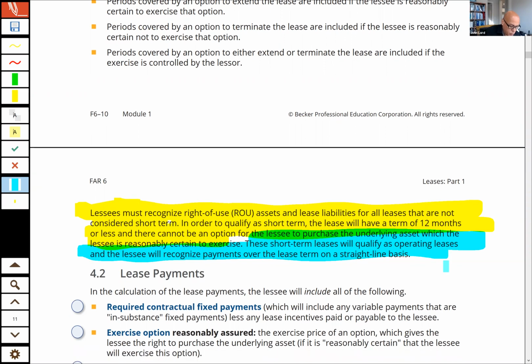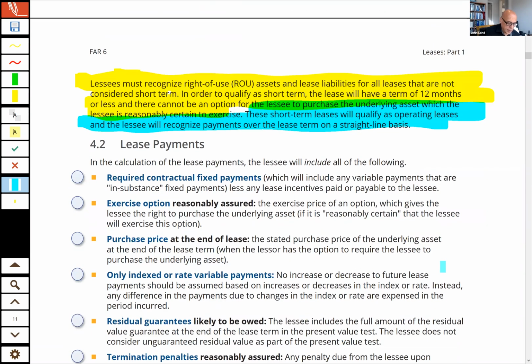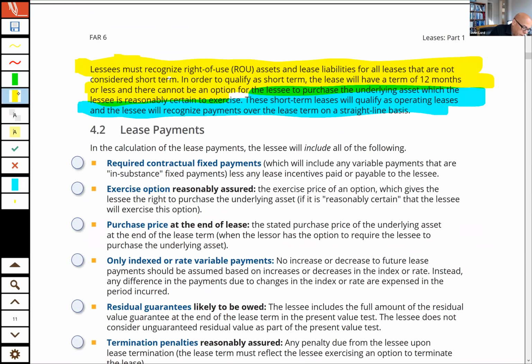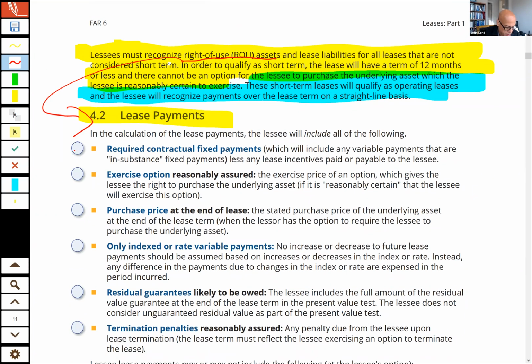Okay, so we're going to be calculating the amount of this right of use asset based on the lease payments. Okay, so in order to calculate the right of use asset, we're going to be having to look at lease payments, and I'm going to ask you to flashcard the nature of payments that would be included in calculating the present value of the right of use assets. So you're going to flashcard these, but it's pretty straightforward.